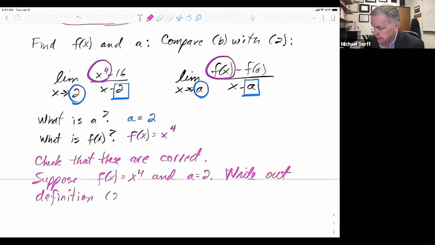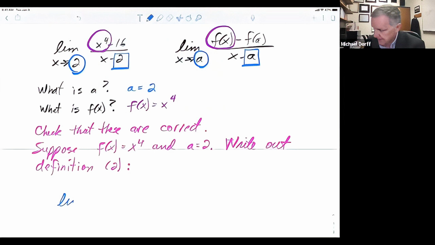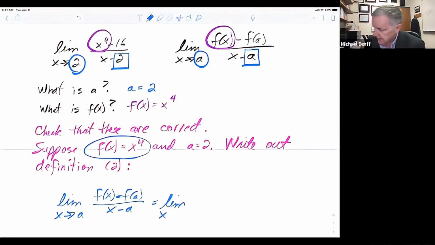definition 2. I don't like that pink so much, so let's go back to blue. It's the limit as x goes to a of f of x minus f of a over x minus a. We're going to use f of x equals x to the fourth and a equals 2. Substituting those in, I get x going to a, which is 2, and then I have f of x, which is x to the fourth, minus f of a. Whoa, what is f of a? If f of x is x to the fourth, then a is 2.